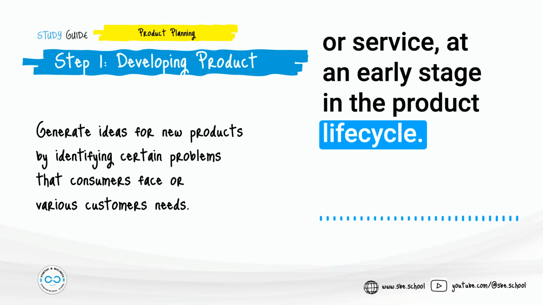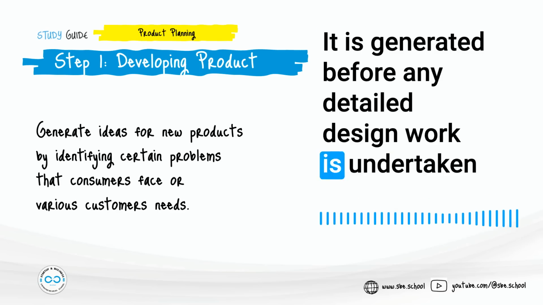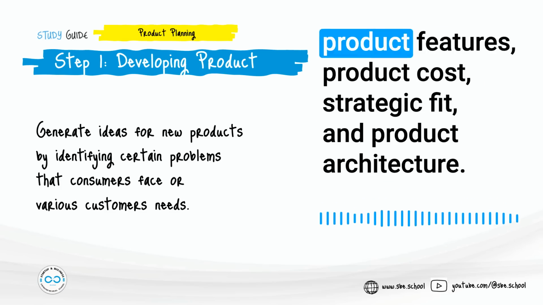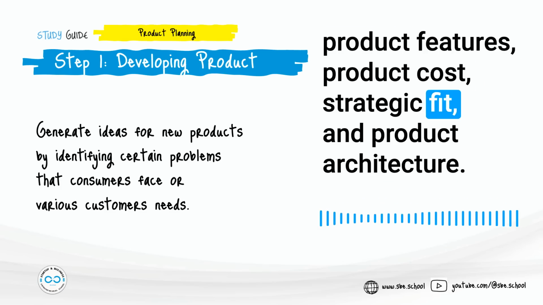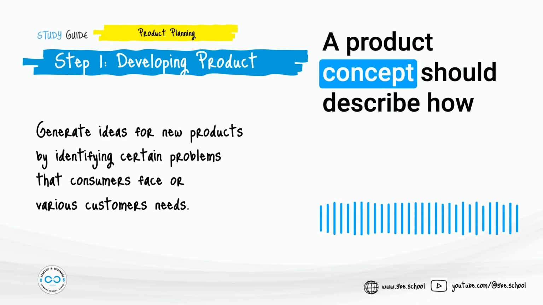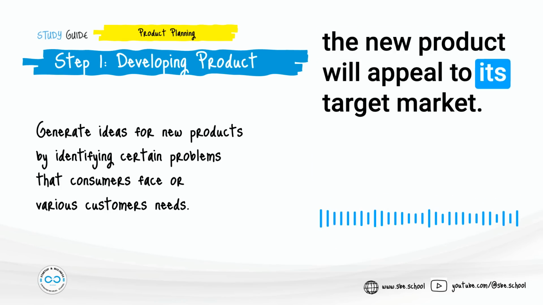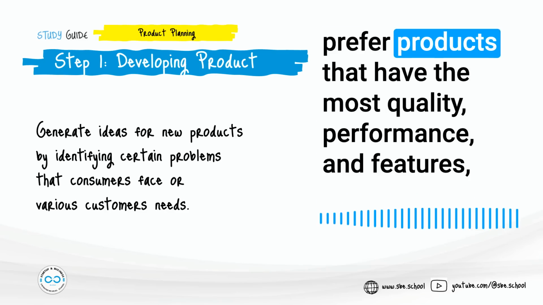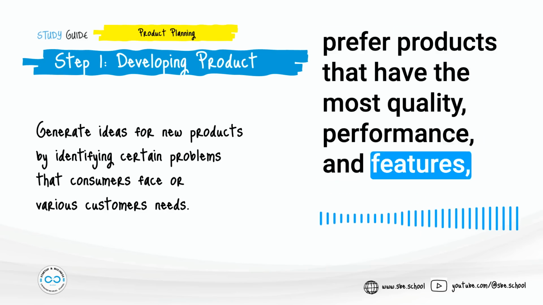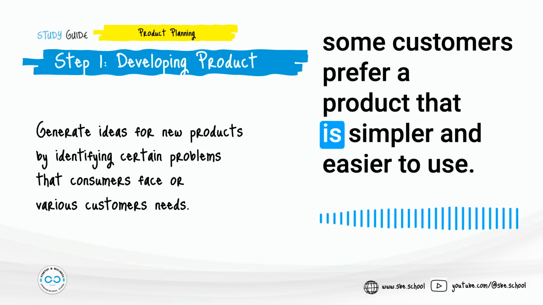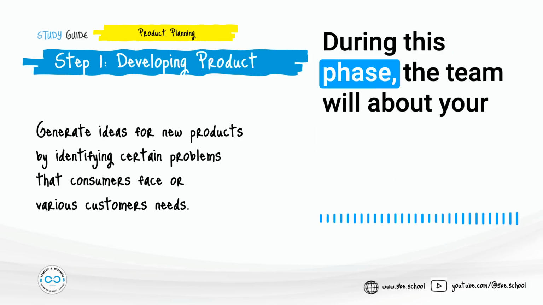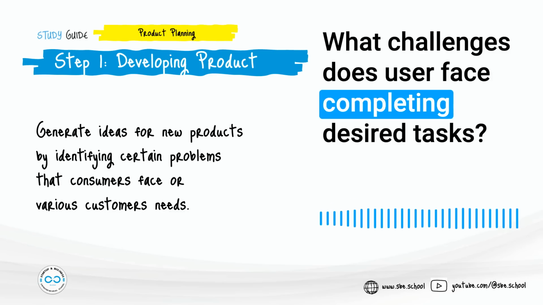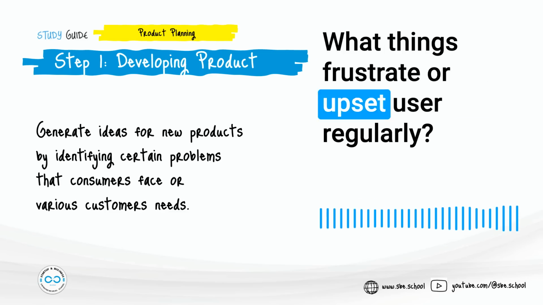It is generated before any detailed design work is undertaken and takes into consideration market analysis, customer experience, product features, product cost, strategic fit, and product architecture. A product concept should describe how the new product will appeal to its target market. While the product concept is based upon the idea that customers prefer products that have the most quality, performance, and features, some customers prefer a product that is simpler and easier to use. During this phase, the team will ask about your users to answer questions such as: What challenges does the user face completing desired tasks? What things frustrate or upset the user regularly?